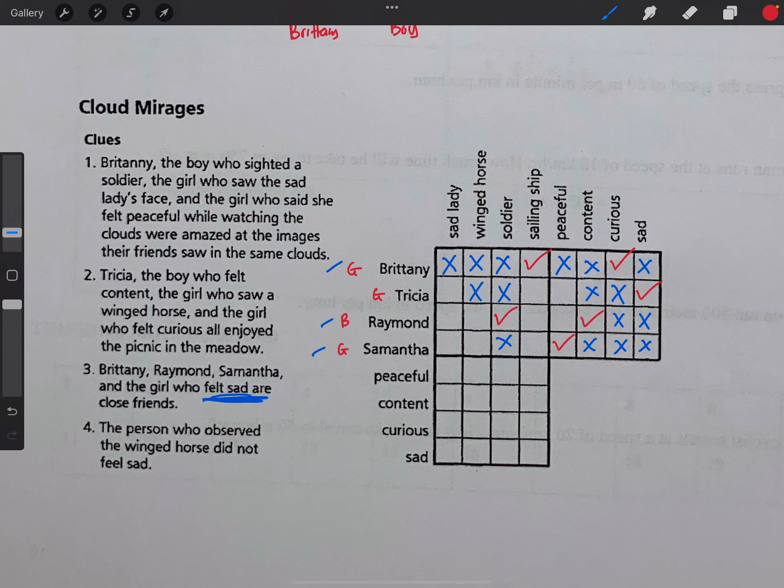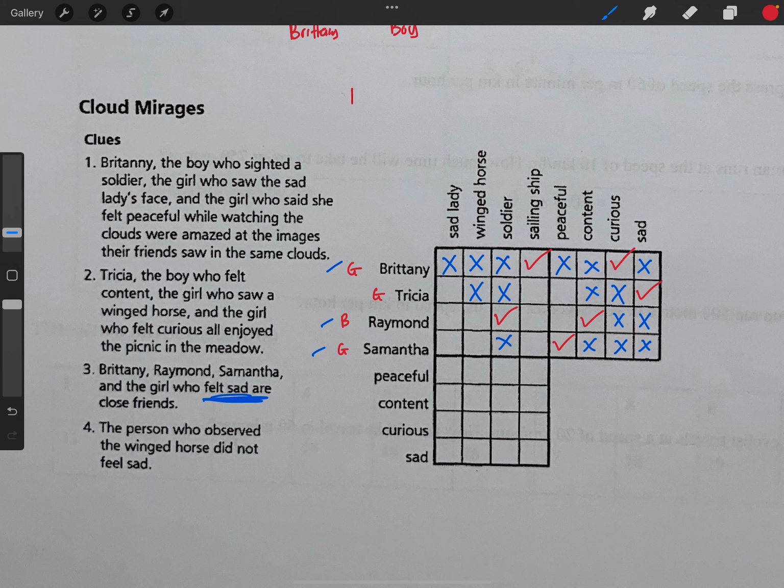Okay, so that means that clue 3 and clue 4. Clue 4 doesn't help much. Might as well not be there. It doesn't really help. Clue 3. Yep, I'll just go back to clue 1. The boy who sighted us, so the girl who saw the sad lady's face. Who saw the sad lady's face?